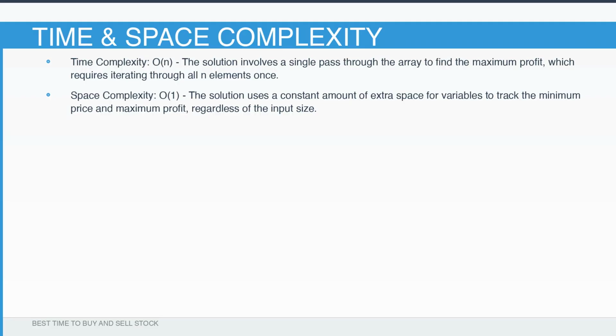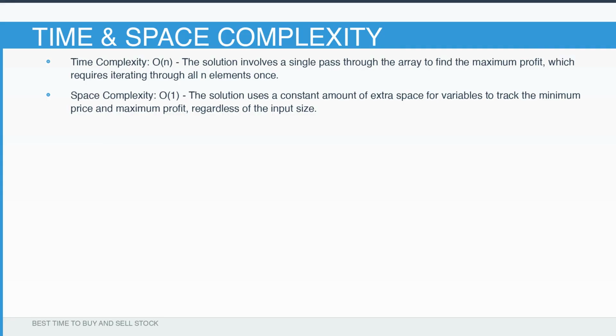In this problem, we're analyzing the time and space complexity of finding the best time to buy and sell stock. The time complexity is O(n). This means that we need to look at each element in our array of stock prices exactly once. Think of it like walking down a row of houses to find the best deal on a car. You can only compare prices by checking each house individually, which takes time proportional to the number of houses, or in our case, stock prices.